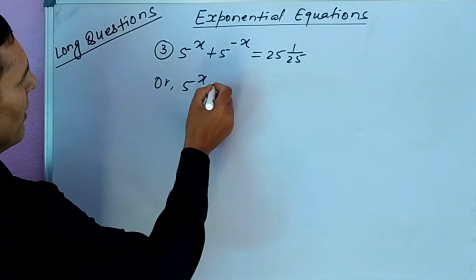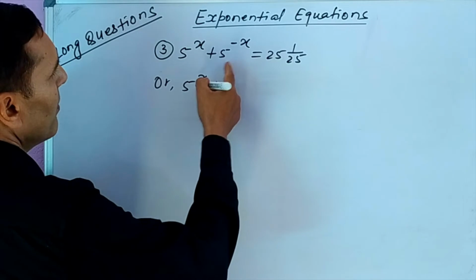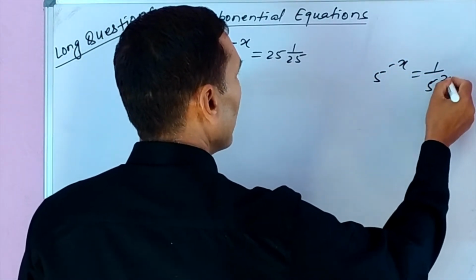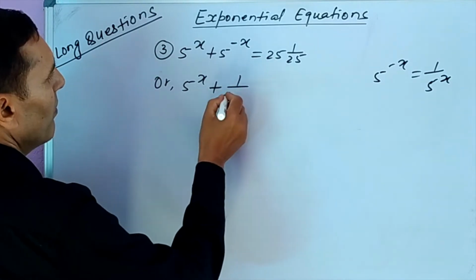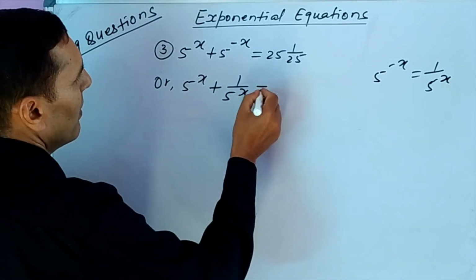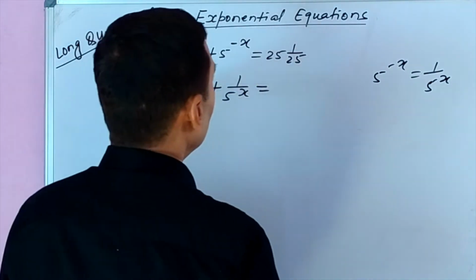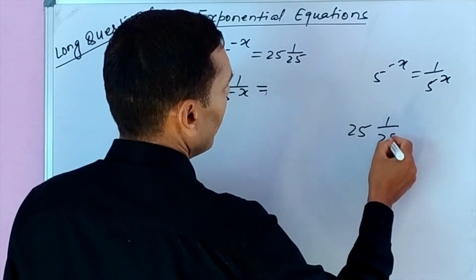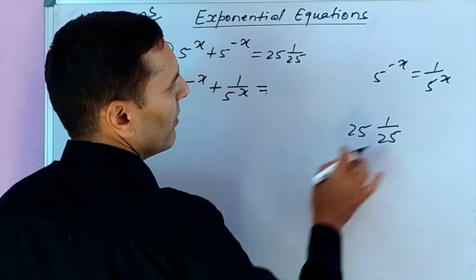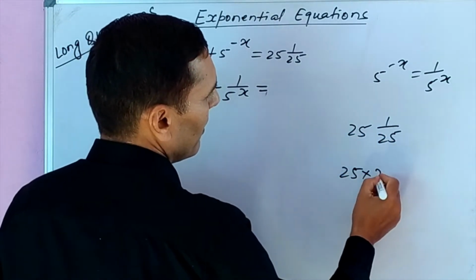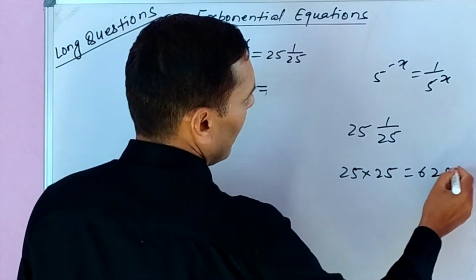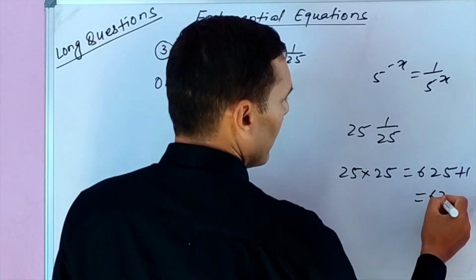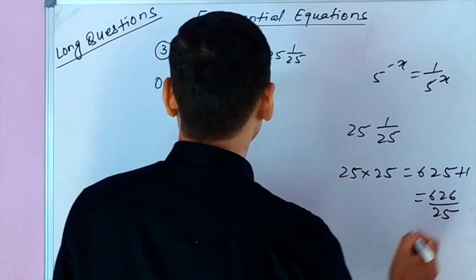This 5 to the power x, as it is 5 to the power minus x, it is 1 upon 5 to the power x. Remove this whole number: 25, 1 upon 25. First we multiply this 25 into 25. 25 times 25 is 625. And we add this numerator plus 1: 626 upon 25.